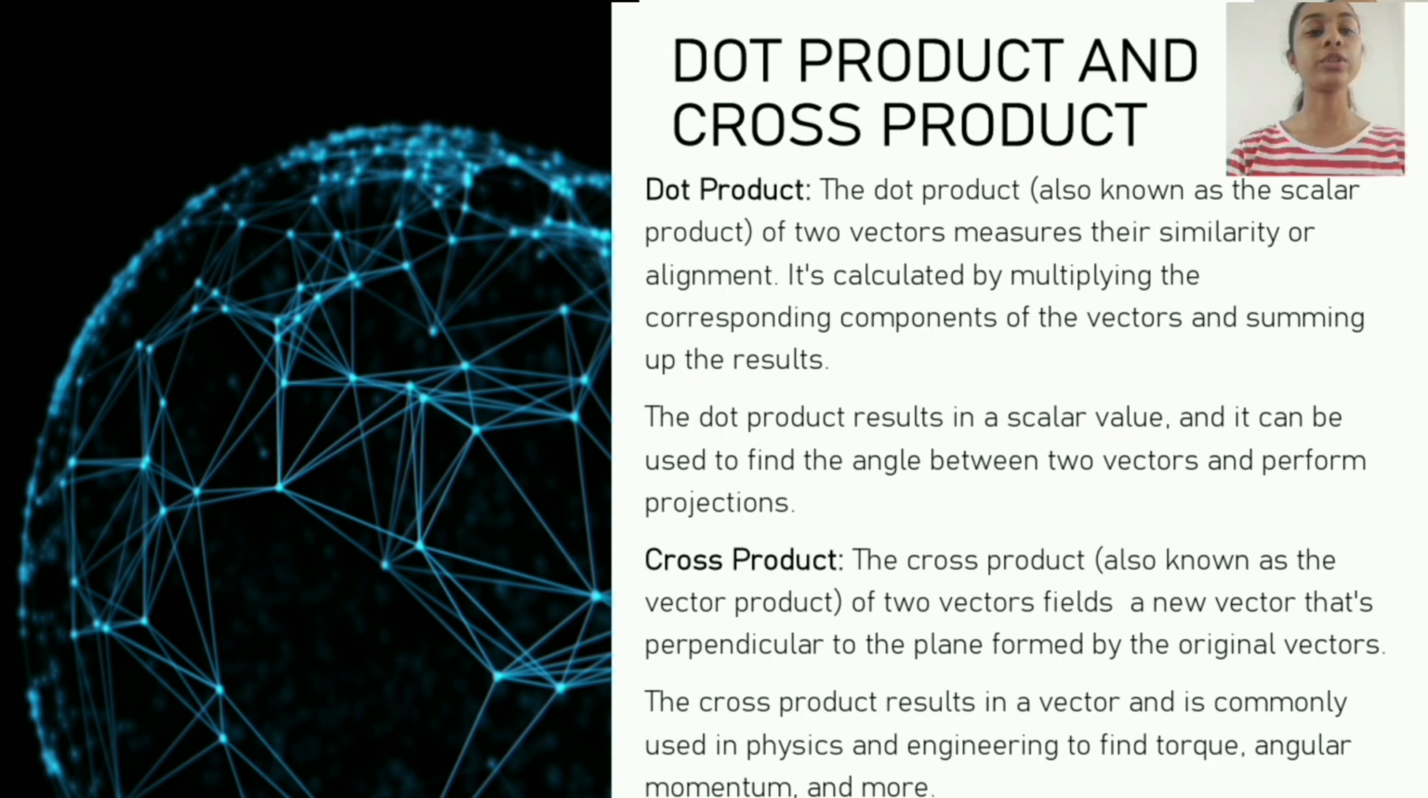and perform projections. Cross product. Cross product is also known as vector product. The cross product of two vectors yields a new vector that is perpendicular to the plane formed by the original vectors. The cross product results in a vector and it is commonly used in physics and engineering to find torque, angular momentum, and more.